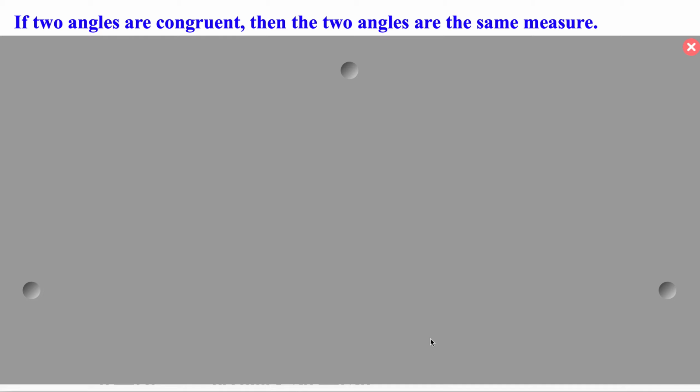Okay, let's start with a statement. You can't write a valid if-then sentence without a statement. If two angles are congruent, then the two angles are the same measure, which is definitely true.